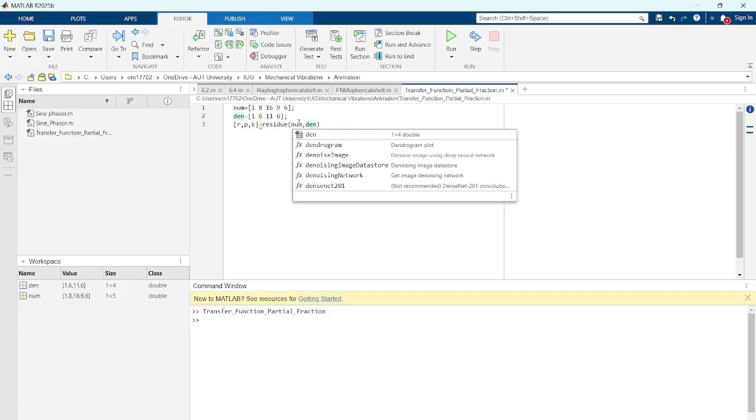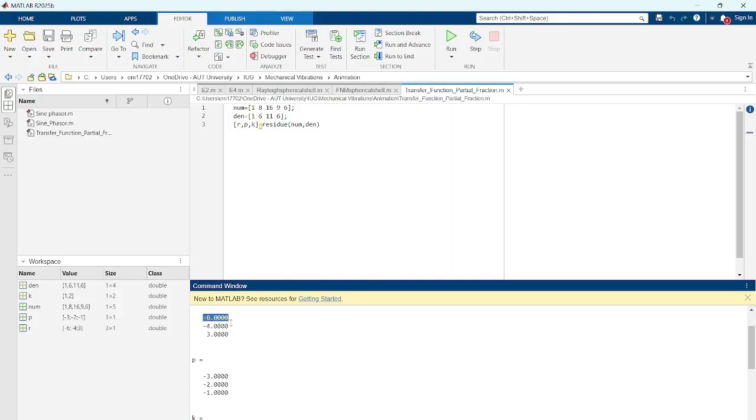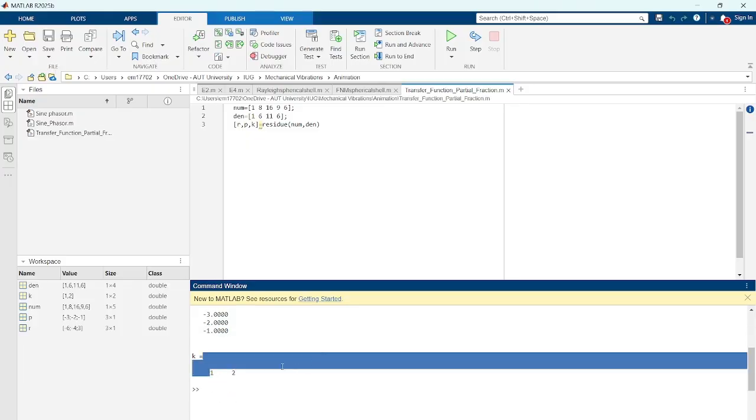If it doesn't highlight like this, it means there's some mismatch between them, and you have to check. Otherwise it should highlight, and it lets you know that it has recognized these functions. Now I have given the command to MATLAB that I want to find the residues, poles, and direct terms for this fraction. Now click run. You see now I have the residues, poles, and the direct terms. So this is R1, R2, R3, this is P1, P2, P3, and that's K1 itself.